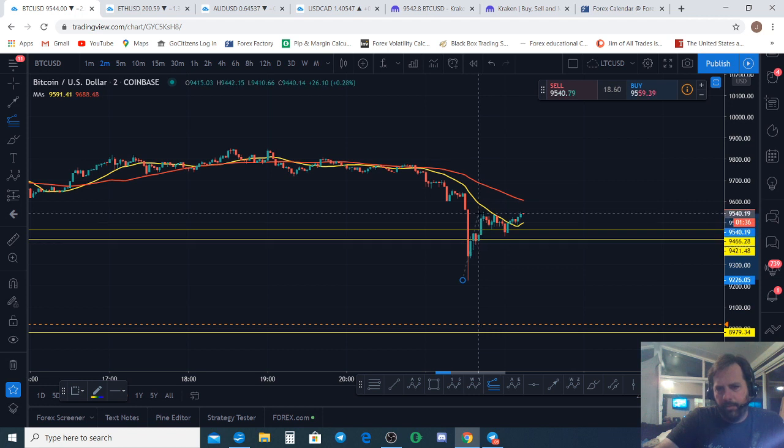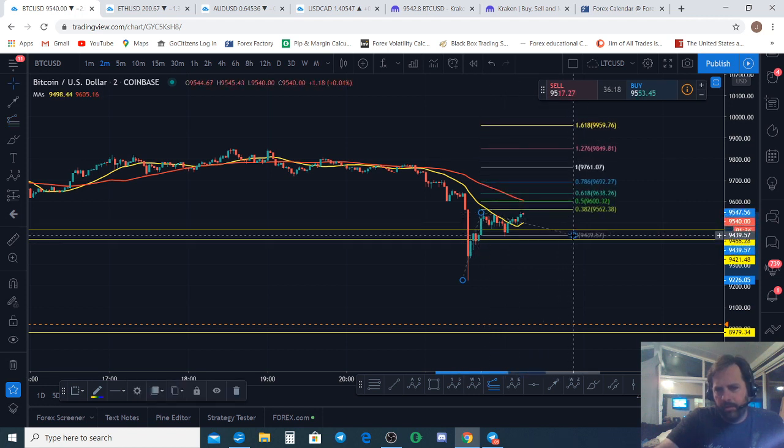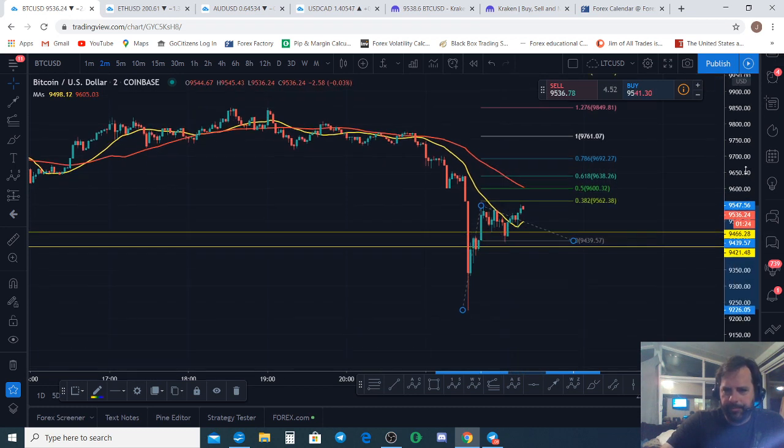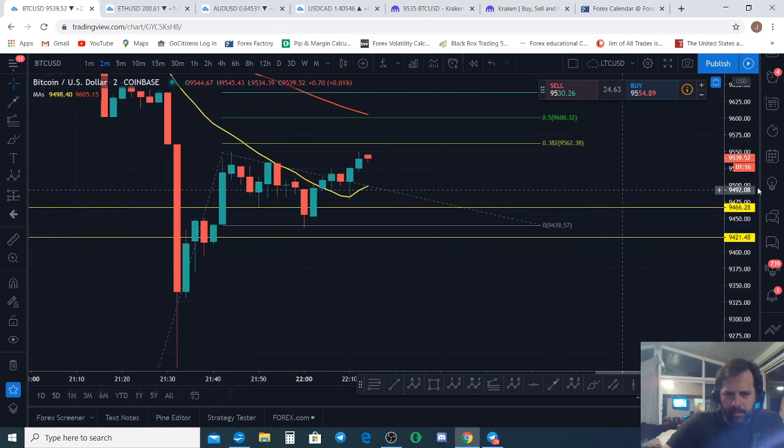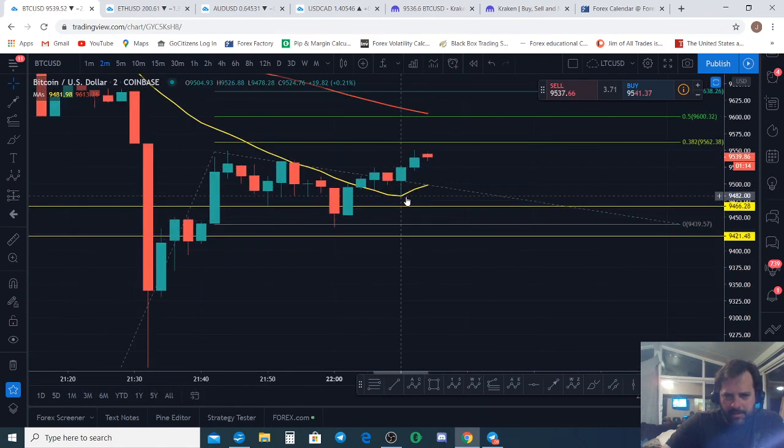Okay, so now I'm going to put my fibs here. This would have been a little three-way pullback here. This is not a bad entry point right here if you were watching it. Once you got this engulfing candle right here, let me see if I can make it bigger, you already got kind of a retest candle right here that came to 50%.